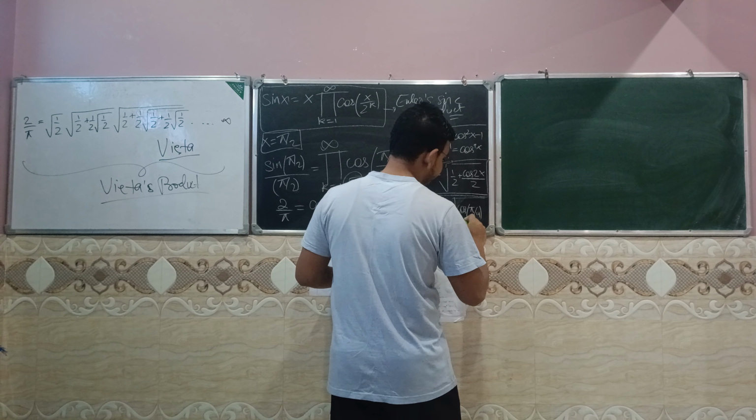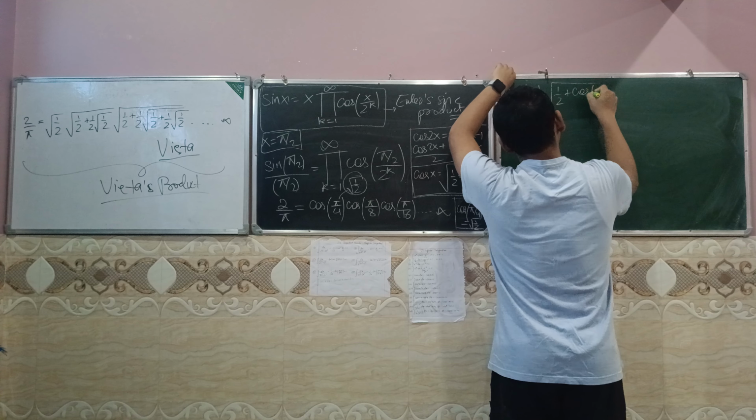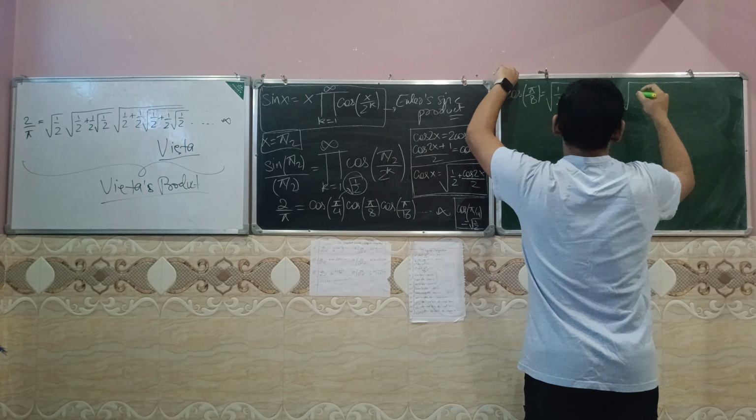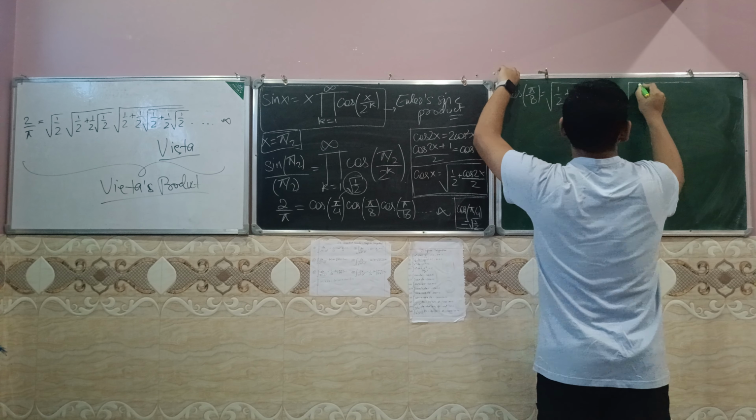So yeah, when you try to evaluate cosine of pi over 8, the next product that we have to evaluate is going to be 1 over 2 plus cosine of pi over 4 over 2. That basically comes out to be 1 over 2 plus 1 over 2 square root of 1 over 2, right? Yeah, okay. And now let's try to evaluate cosine of pi over 16.